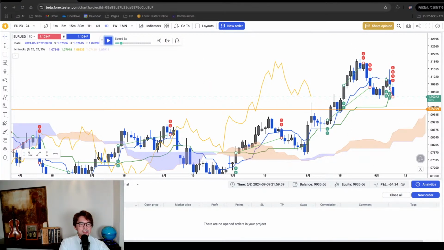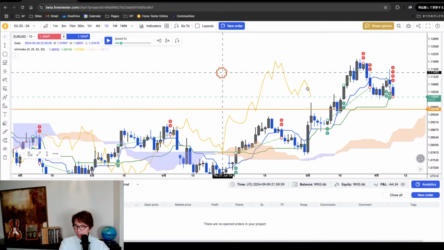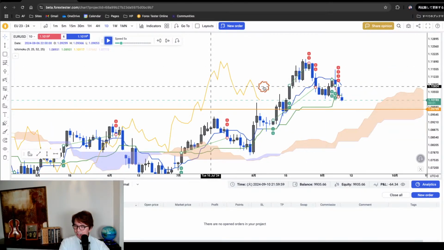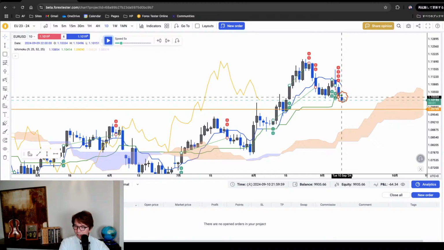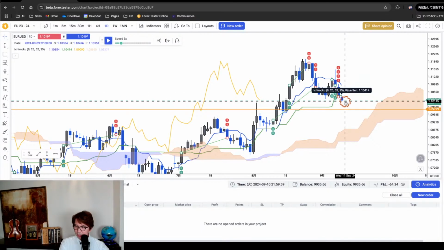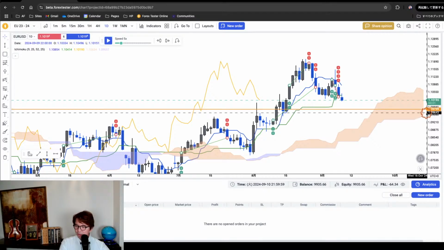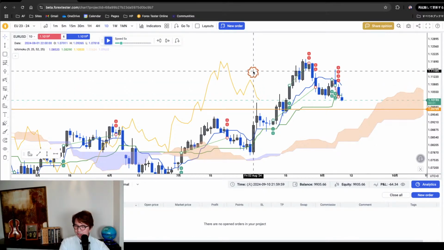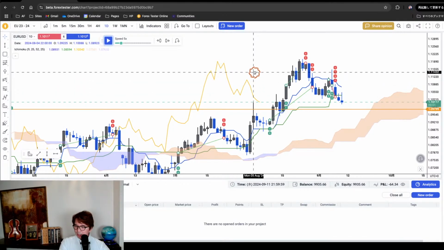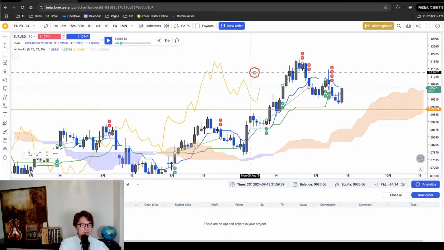Okay, so let me continue backtesting. Let's see if the market goes up or down. Okay, now the price is going down below the Kijun Sen, so it may come down to the previous resistance, 1.098. Yeah, almost. It's coming down. And okay, now it's up.